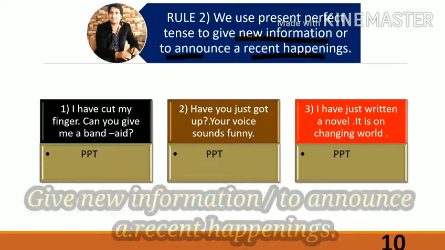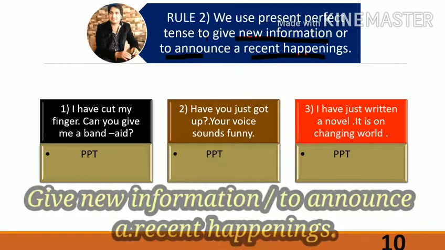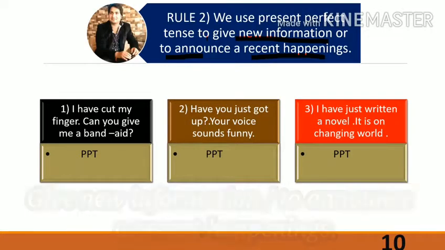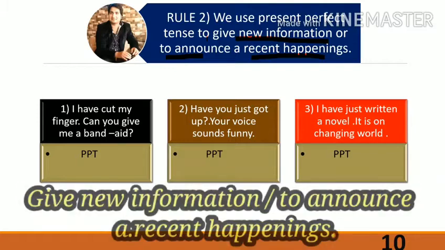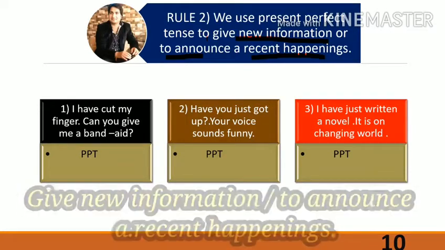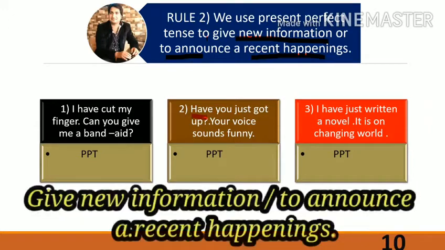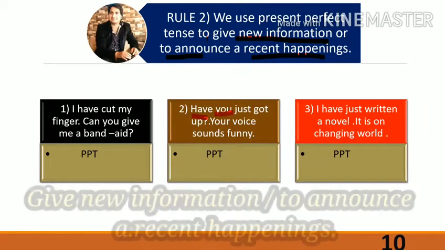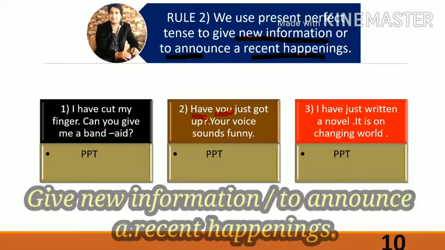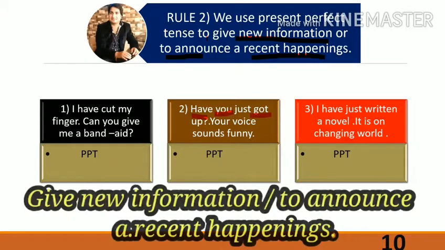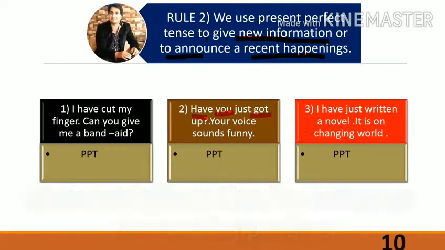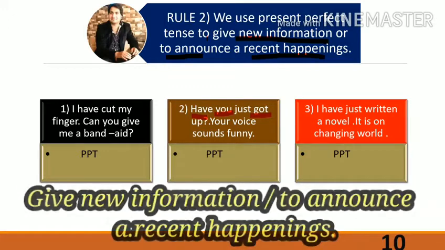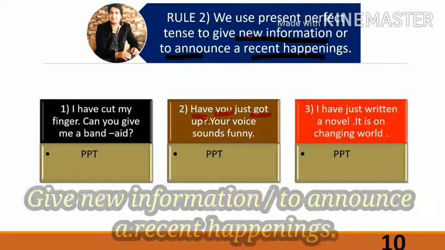about what you did. In the second example, when we talk about "Have you just got up?", it means क्या आप अभी उठे हो, so your voice sounds funny. And here the word have is a helping verb, and you is a subject. And when we talk about got, it is V3. So here "you have just got" is present perfect, and here he's saying something about him.